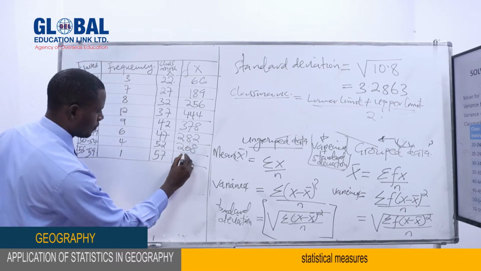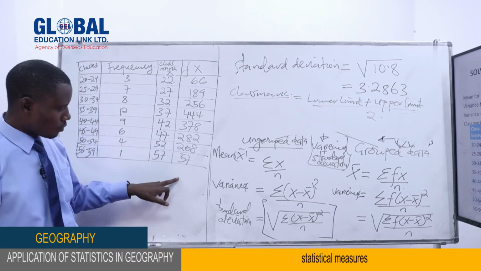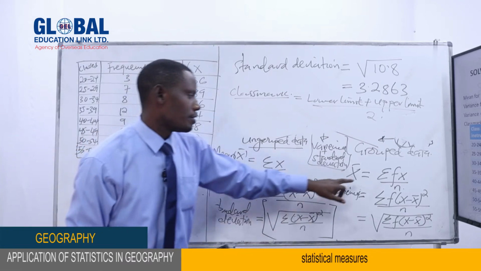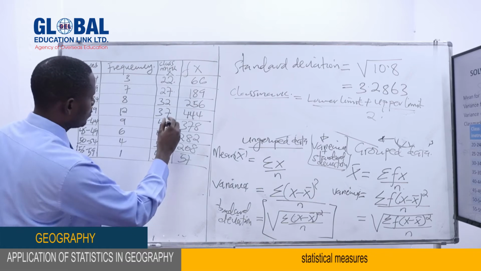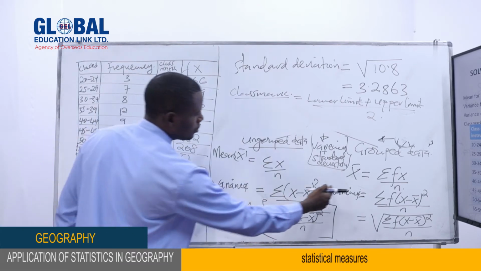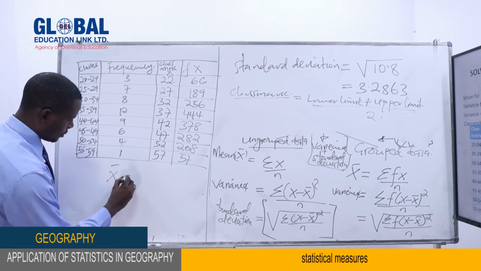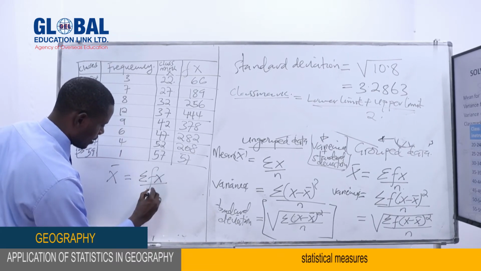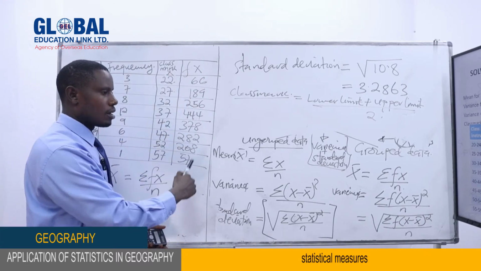And the last one will be 57. So this is fx because we just want to compute the mean for the grouped data. Therefore, we have said the mean for grouped data is equal to the summation of fx, then you divide by n. So for that case, we should sum up that column.